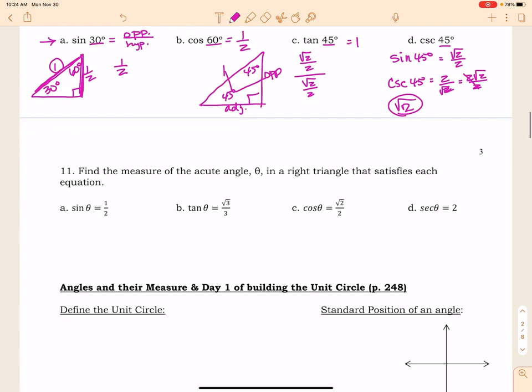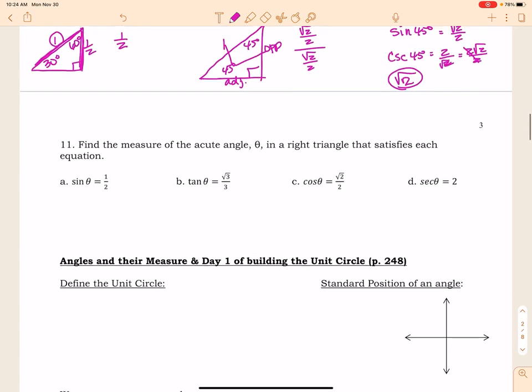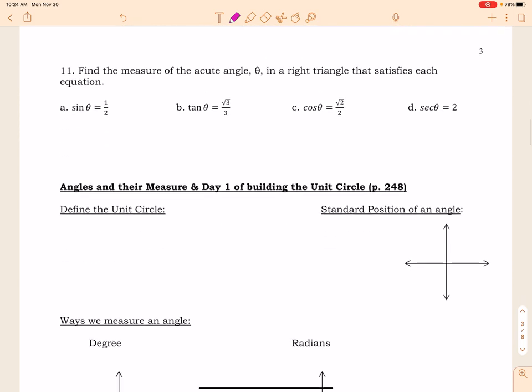Awesome. Okay, now when you're finding the measures of the angle, you're given the ratio of two sides and you have to find the angle measure. So you're kind of working backwards from what we just did on example 10. If we think about sine theta of 1/2, that means the side opposite the 30-degree angle is 1/2. So theta here is going to be equal to 30 degrees.